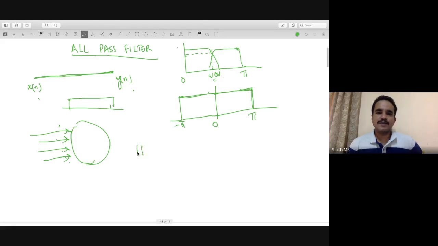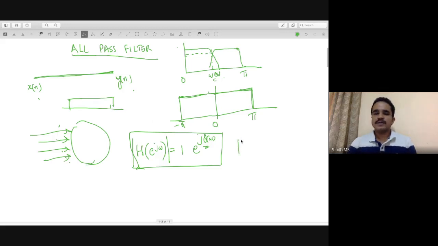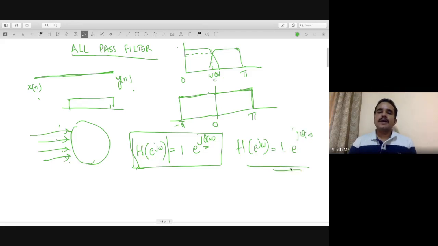As I have indicated, for the frequency response H e raised to j omega, the magnitude will be equal to 1, and it may have some phase. So you can represent it as e raised to j theta, where theta may also be a function of omega. So this is basically the magnitude response, or if you consider the whole transfer function, it will be H e raised to j omega equal to 1 into e raised to j theta of omega. Now let us see how to design an all pass filter.